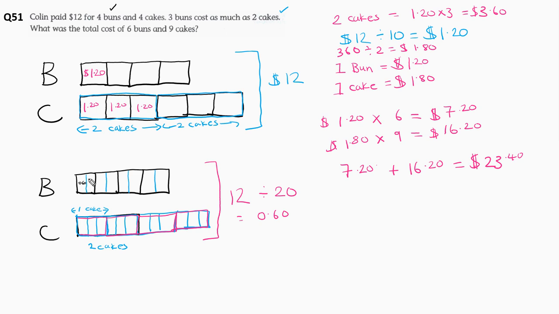So if I wanted to find out the cost of one bun, it would be 0.60 times 2. If I wanted to find out the cost of one cake, it would be 0.6 times 3. And then I could carry on and do the calculations. And if you do it that way, you also get this answer. So that's two ways of drawing it. But what I was doing was making sure that I just kept the parts the same so that I could find out the value, having been given this total amount.